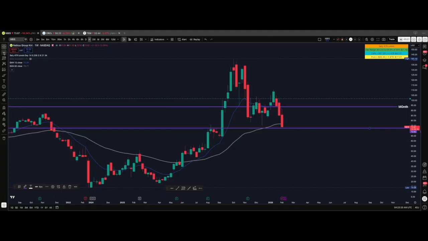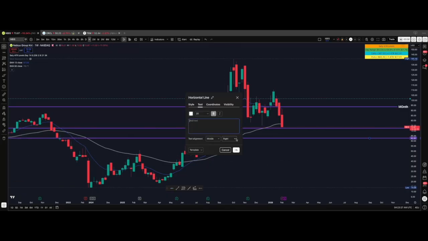I go get another line, and I think I like right here. And what I do for the week is I change the colors. So I go gray for the week.